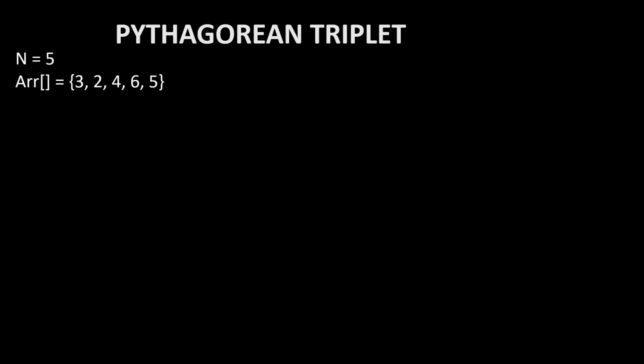We have to find a triplet where, as the Pythagorean theorem says, a square plus b square should be equal to c square, right? So this is the formula for a Pythagorean triplet. We have to find two values where, if we add their squares, we should get the c value, which should be in the array.